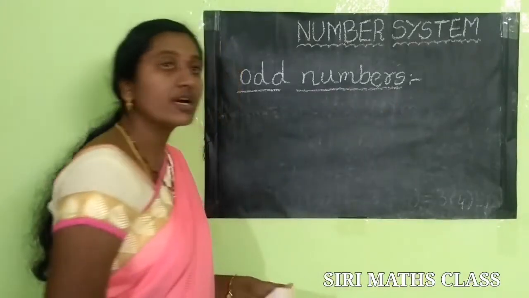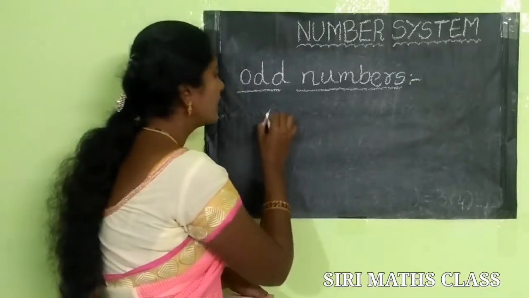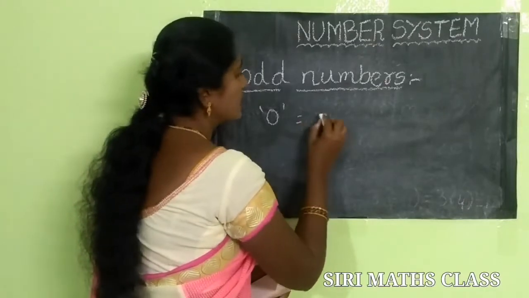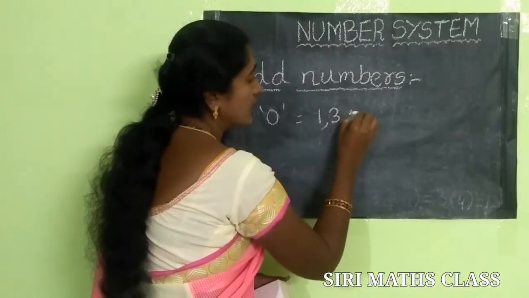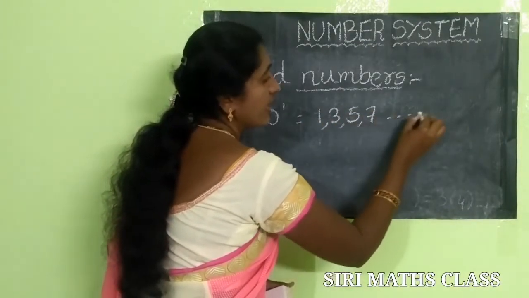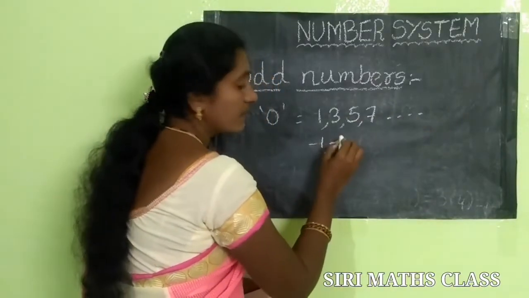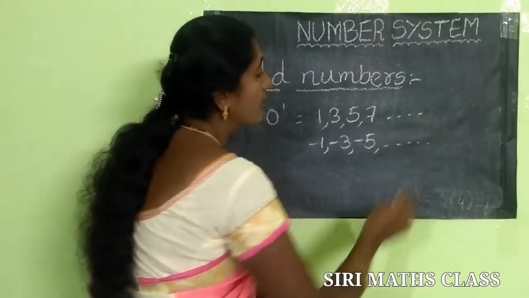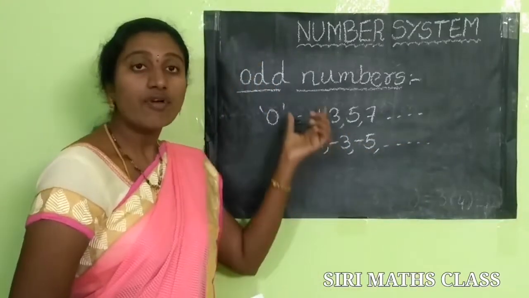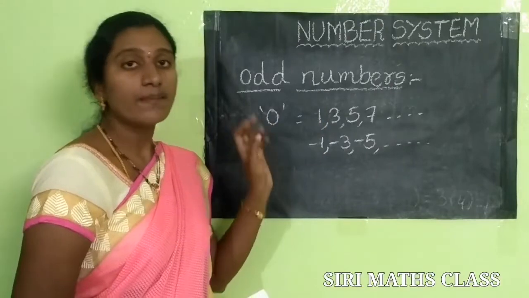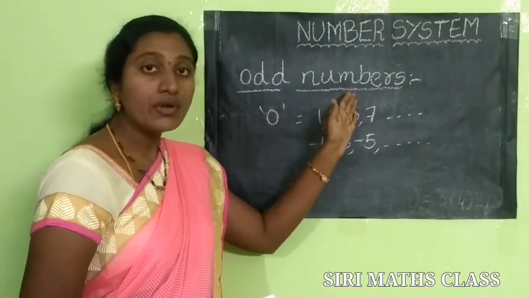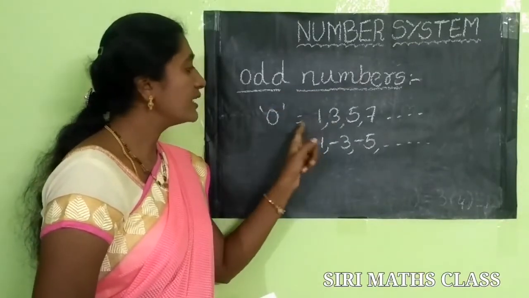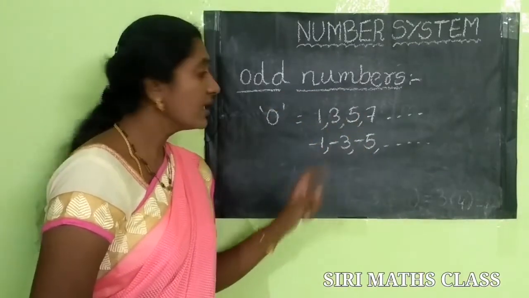The set of odd numbers is denoted by the capital letter O. What are the odd numbers? 1, 3, 5, 7 and so on. And also the negative numbers -1, -3, -5 and so on. All these are odd numbers. What is the definition of odd numbers? The numbers which, when divided by 2, give the remainder 1 are called odd numbers. Odd numbers are 1, 3, 5, 7 and so on.